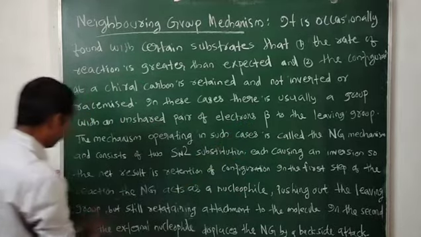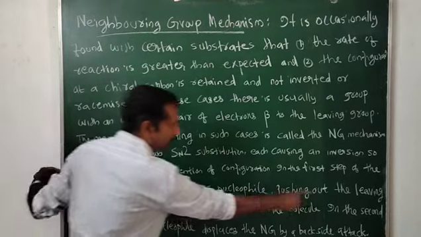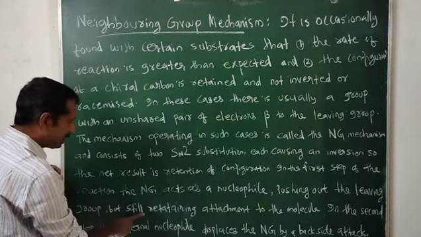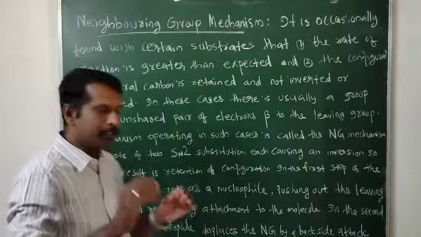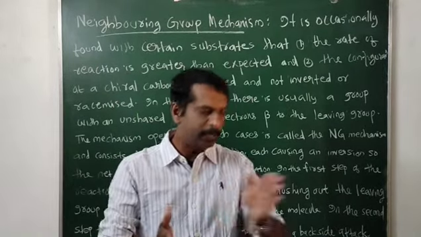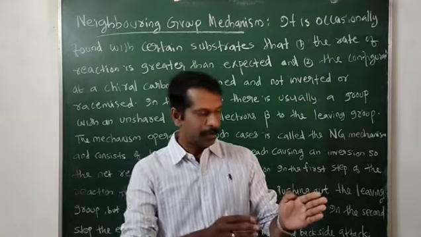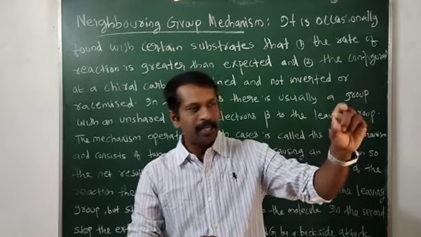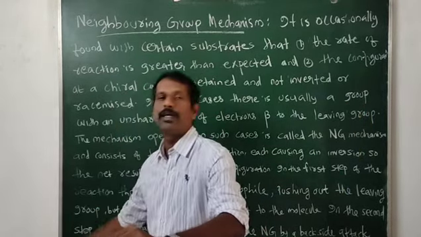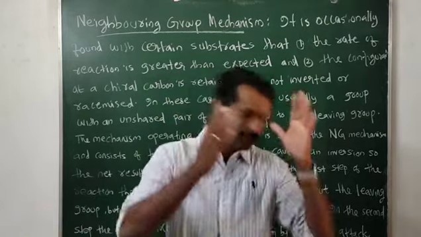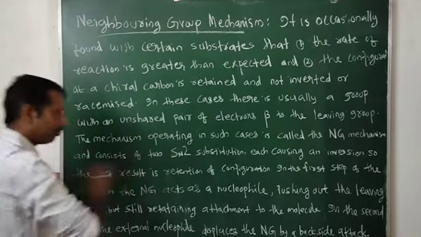In the first step of the reaction, the neighboring group acts as a nucleophile, pushing out the leaving group but still retaining attachment to the molecule. So in the first step, the neighboring group is present on the beta carbon and our leaving group is at the alpha carbon. The neighboring group will act as a nucleophile and attack the alpha carbon and push out our leaving group from the alpha carbon, but it will remain in the molecule.